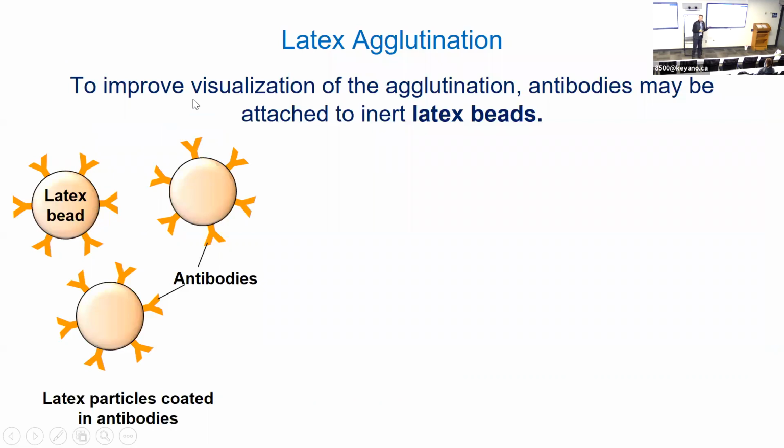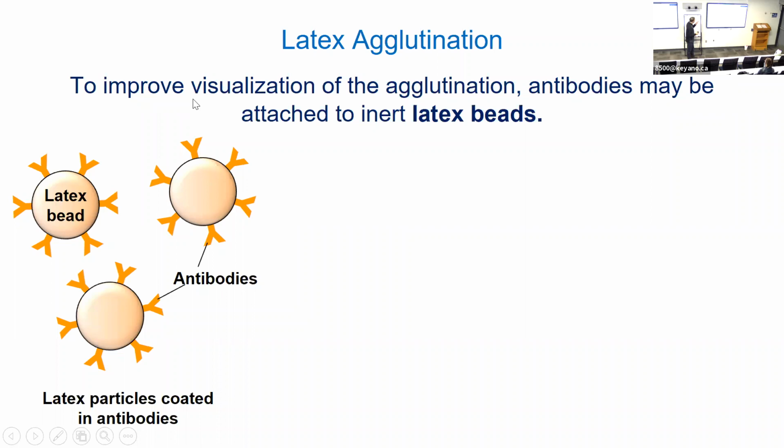There's different types of agglutination procedures. I'm going to show you two here. What's often done is the antibodies are attached to latex. So latex is a type of plastic. It's used in gloves and condoms and all sorts of things. So it's basically little plastic balls is what you're looking at.